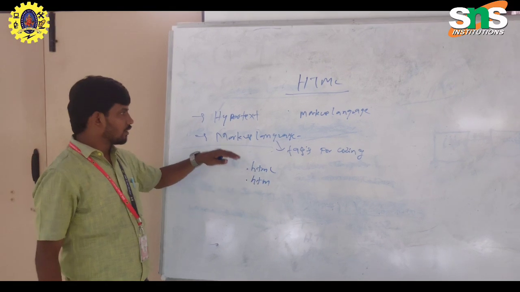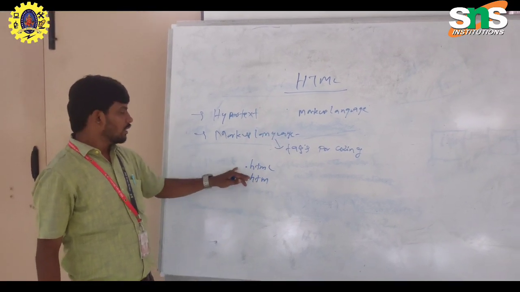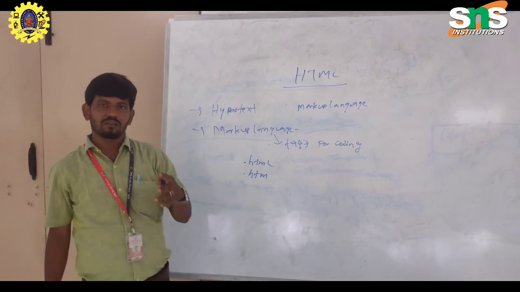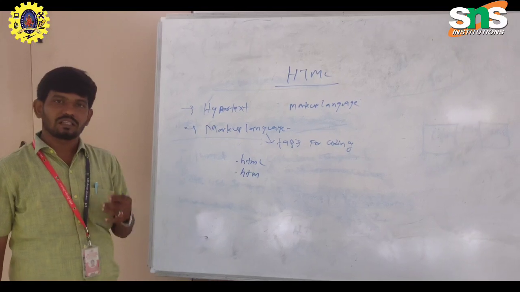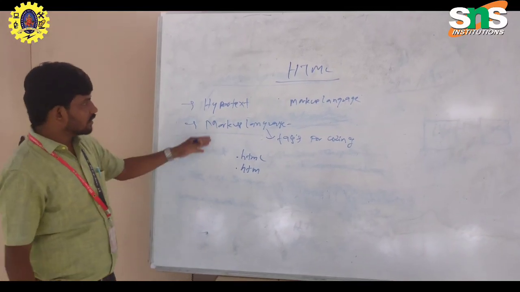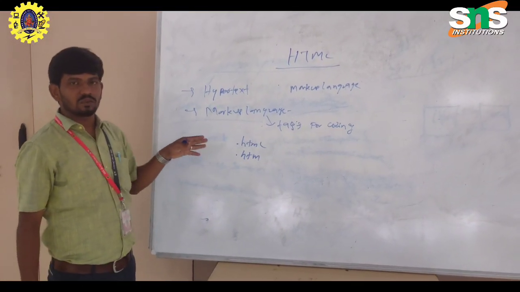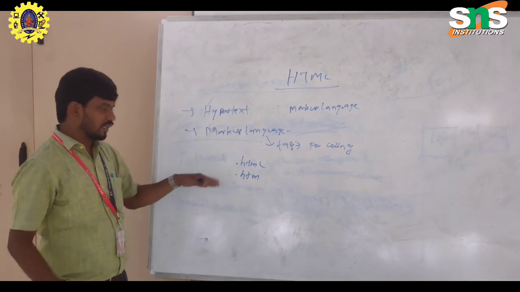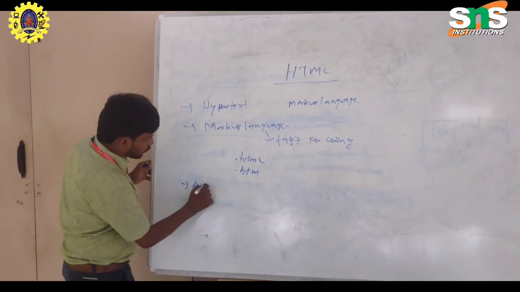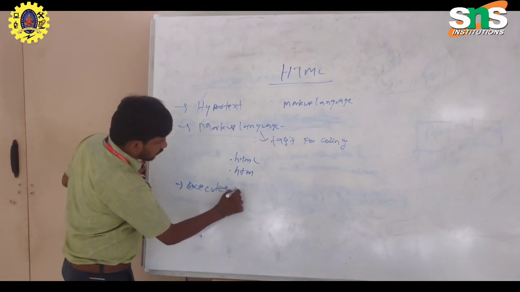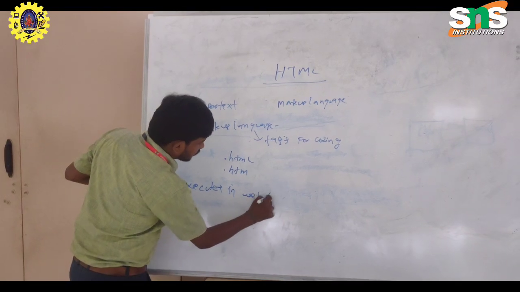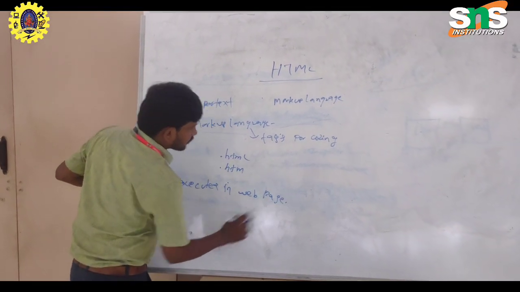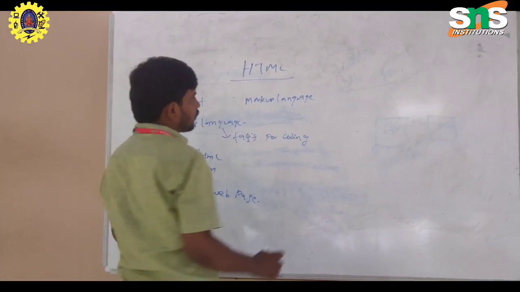So this is the basic HTML code. In HTML we have different kinds of structures like head, body and HTML tags. In these HTML languages there is no errors, so it will directly execute in the web pages. Executed in the web page. So this is HTML. Now we have to figure out the HTML structure.